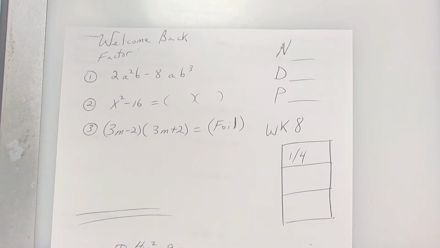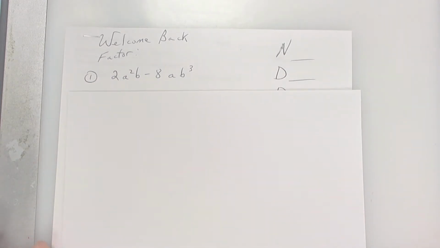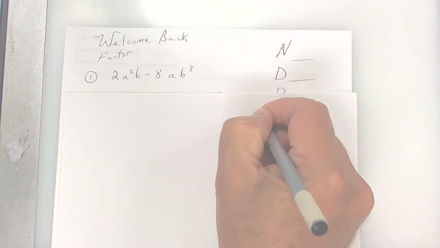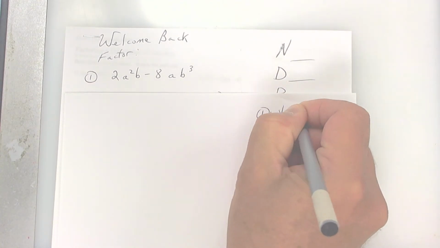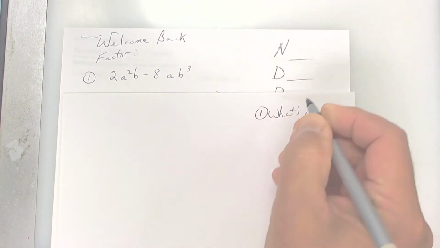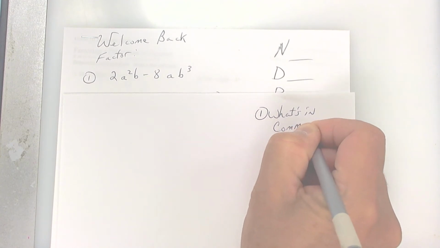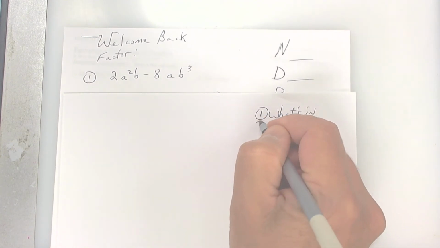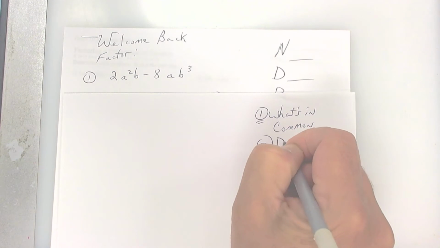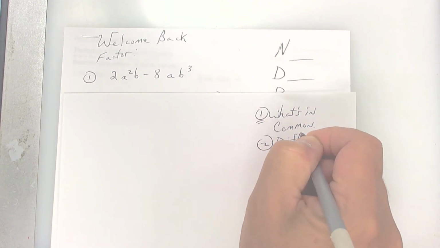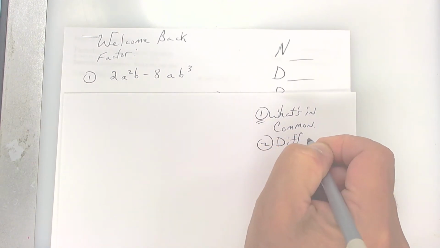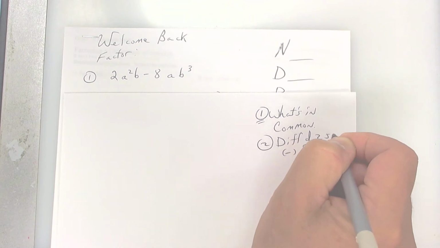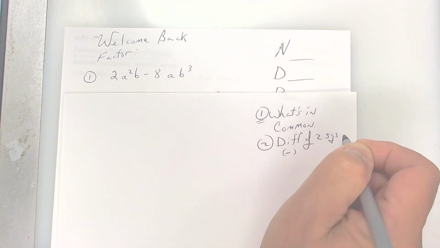So let's take a look here. You're going to factor out, there's two types of factoring that I taught you. Number one is what's in common, and you always ask this one first. The second one is the difference, which means minus, of two squares. Let's take a look at this here and see what's going on.